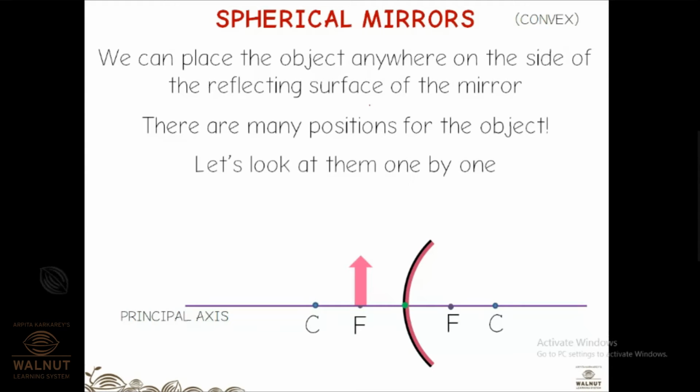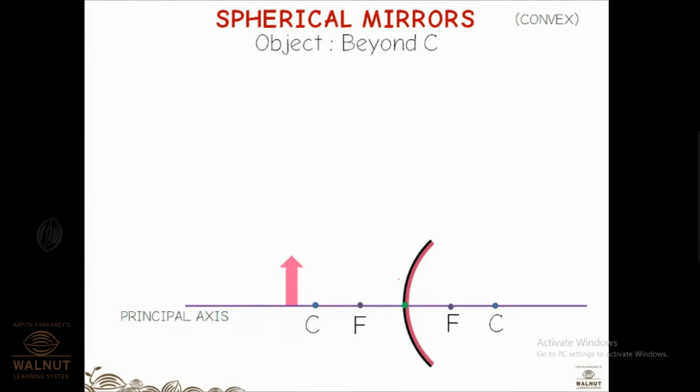So first, see where is the object placed? Between focus and pole. Okay. Next, object can be placed at the focus. Object can be placed between the center of curvature and focus. Object can be placed on the center of curvature, beyond center of curvature, and at infinite distance also. Okay. So these are the positions where we can keep an object.